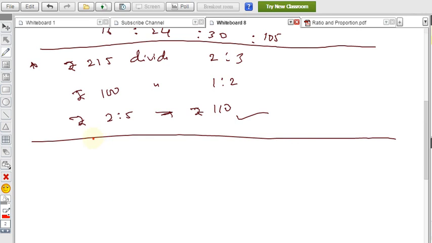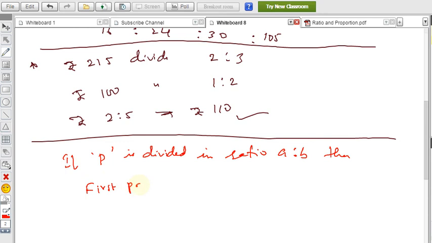If P is divided in two parts in the ratio A is to B, P is a value. Then the first part, that means part of A, is the first ratio A by total ratio, that is A plus B, into the given value P. That is AP by A plus B. Then the second part, second ratio is B into the given value P by A plus B. This, all if you simplify.